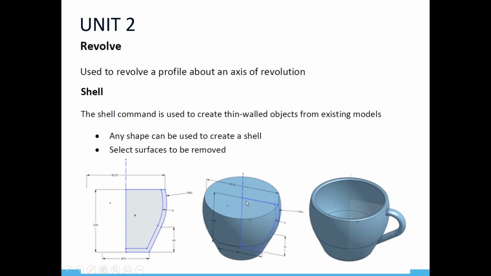And then that's where the shell command comes in. If you want to create thin-walled objects, you just use the shell command. So you just click on shell, and then you'll specify the face, which is this top face, and then you'll specify the thickness of your walls, and then you will get something hollow like this. So the shell command can be used to create something like cans and bottles or whatever. Like if you're drawing those, that's where you can use the shell command.